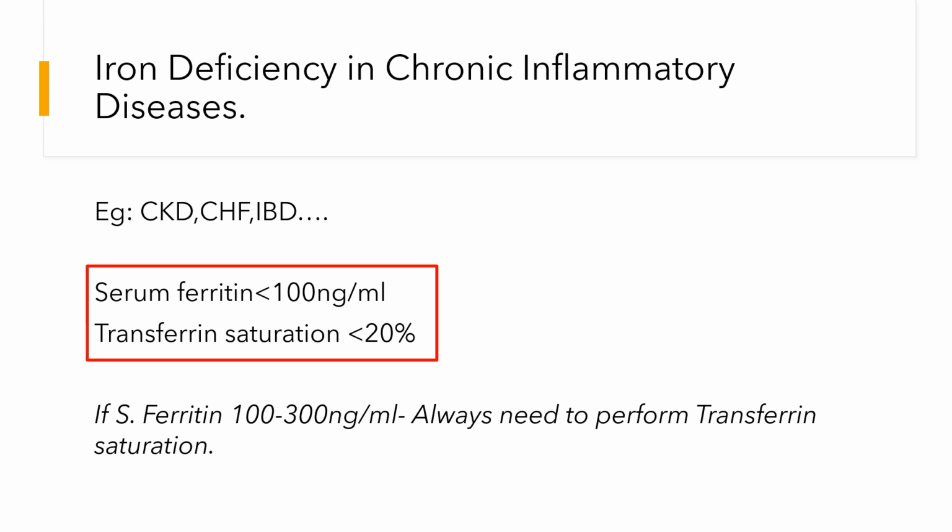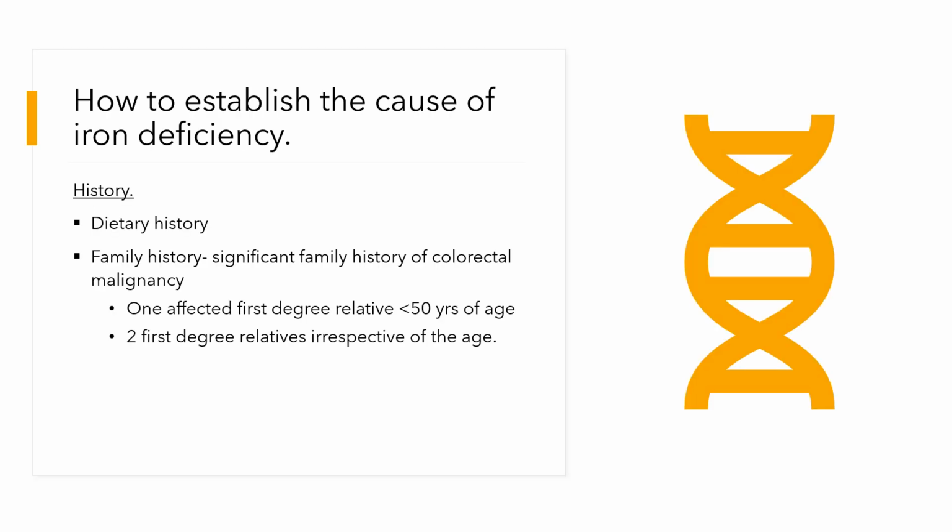Now, iron deficiency in chronic inflammatory diseases. What are the main chronic inflammatory conditions? We have to consider CKD, because iron deficiency and anemia is very common in CKD, heart failure and inflammatory bowel diseases. Their cutoff level is higher. We take it as 100, and we have to do transferrin saturation if serum ferritin is between 100 and 300, and if transferrin saturation is less than 20, we take it as iron deficiency rather than anything else.